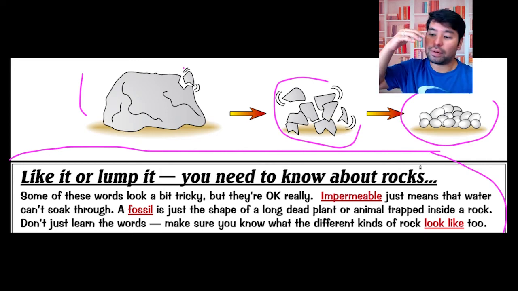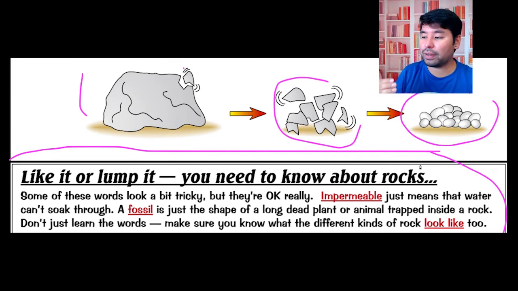Again, some of these words look a bit tricky, but they are okay, really. Impermeable just means that water can't soak through. A fossil is just the shape of a long dead plant or animal trapped inside a rock. Don't just learn the words. Make sure you know what the different kinds of rock look like too. So this is the point here, okay?